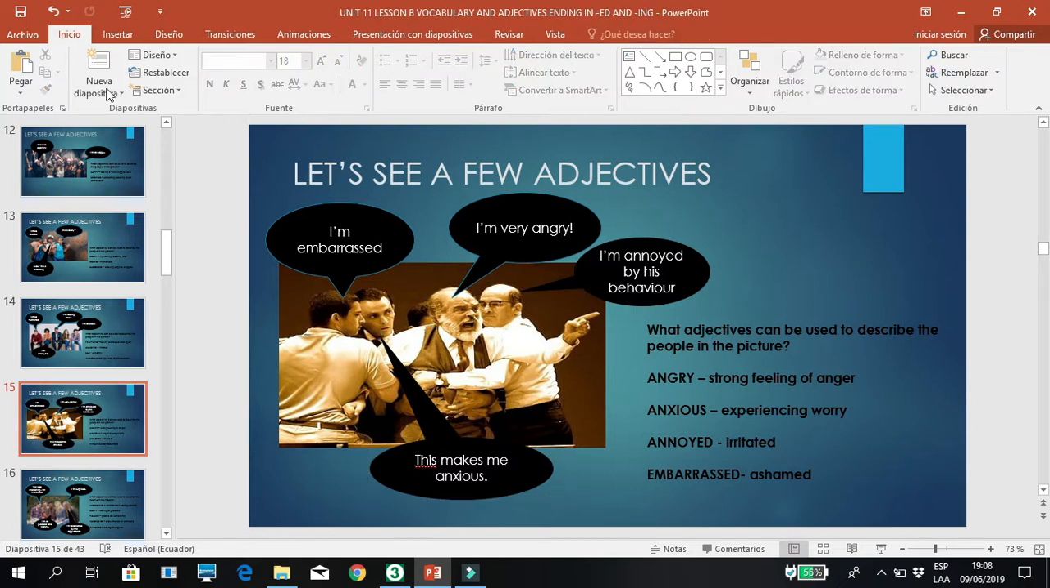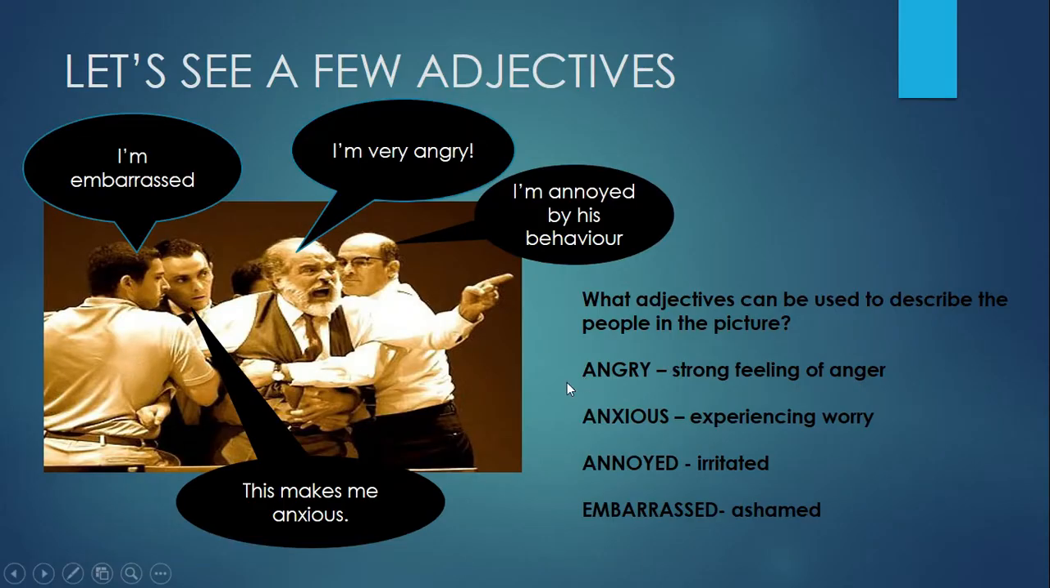Okay, so this makes me anxious, okay? Yeah, so let's see. Angry. Angry is when a person feels anger, o sea, es ese sentimiento de furia, okay? So I am angry, the person is describing how he feels. I am anxious, yeah? I feel anxious, yeah? This is how the person feels, is experiencing worry, ansioso o ansiosa. Annoyed is molesto, irritated. Embarrassed means to feel ashamed, o sea, avergonzado.